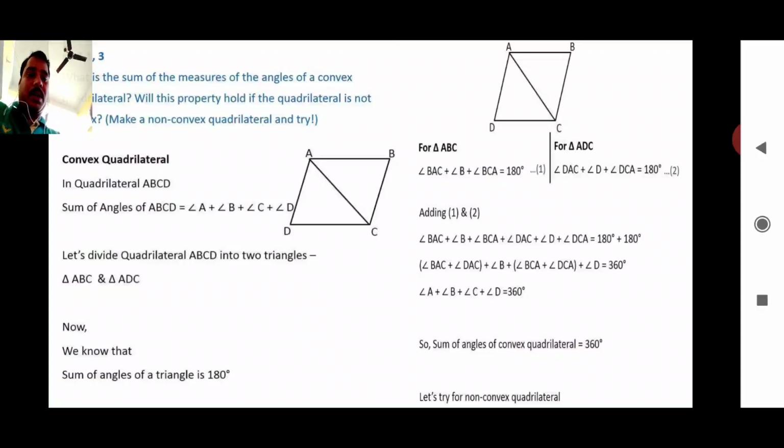Okay. So here ABCD is a convex quadrilateral. You can see in the image ABCD is a convex quadrilateral. Okay. Sum of angles equal to angle A plus angle B plus angle C plus angle D. So let us divide quadrilateral ABCD into 2 triangles, triangle ABC and ADC.